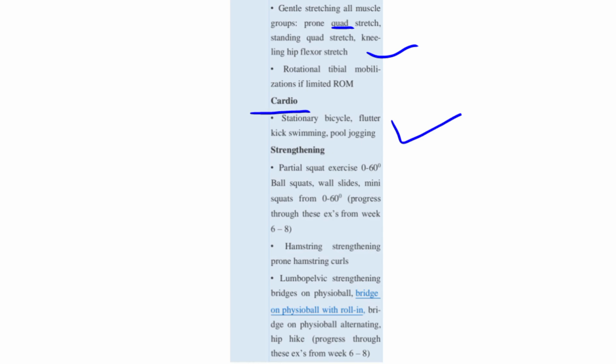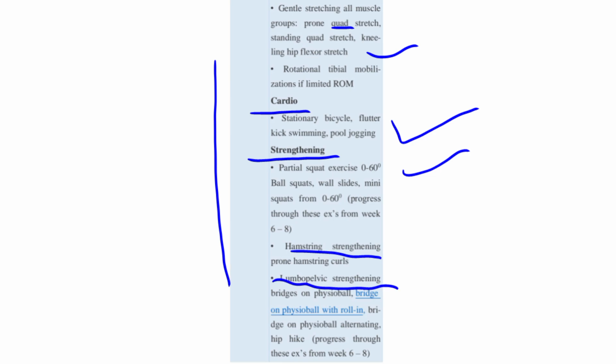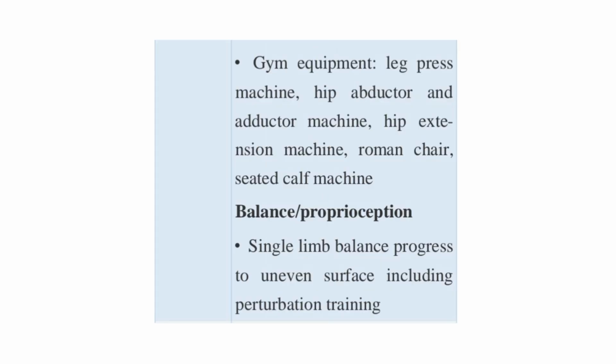Cardio exercises: stationary bicycle. For strengthening exercises: squats, partial squats, mini squats, hamstring strengthening, prone hamstring curls. These are all recommended. Lumbopelvic strengthening, as we discussed before, is also recommended in this condition. Gym equipment: leg press machine, hip abduction and adduction machine, hip extension. All the lower limb strengthening exercises are recommended.